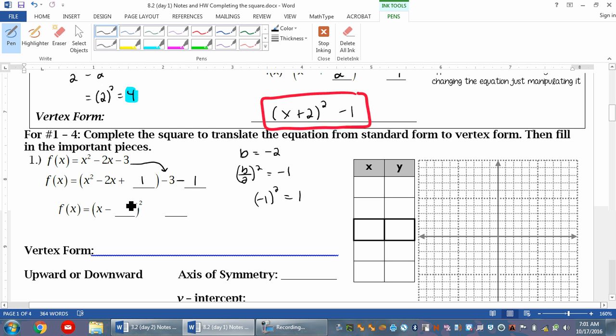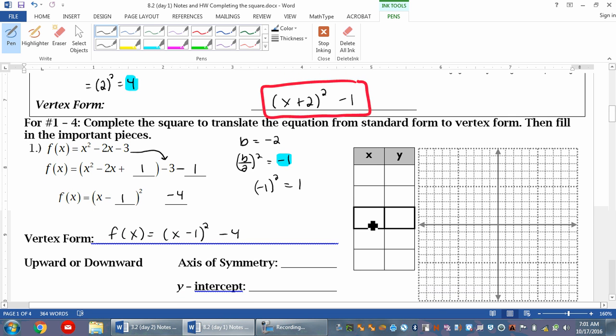Now, to get it into vertex form, always use this middle value. So it's going to be x minus 1, and then negative 3 minus 1 is negative 4. So my vertex form is x minus 1 squared minus 4. So here my vertex is positive 1, negative 4. I'm going to go 2 smaller, 2 bigger.